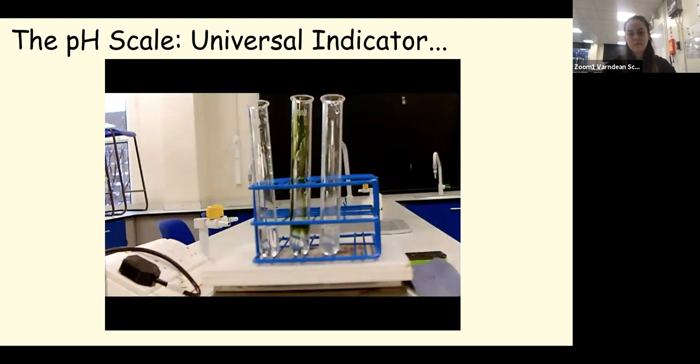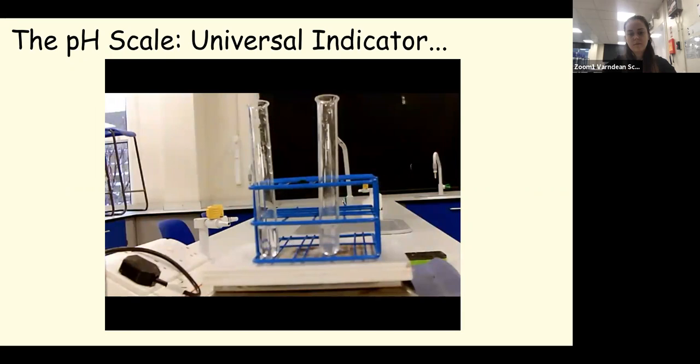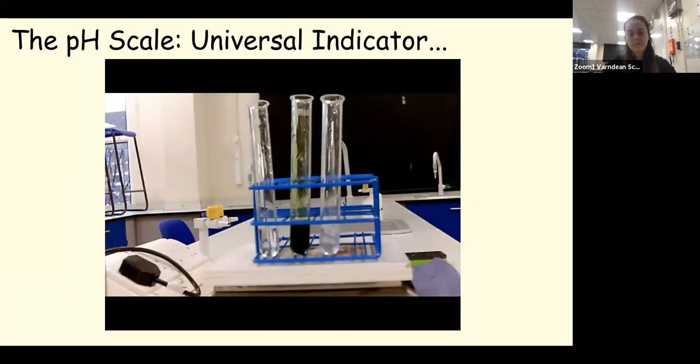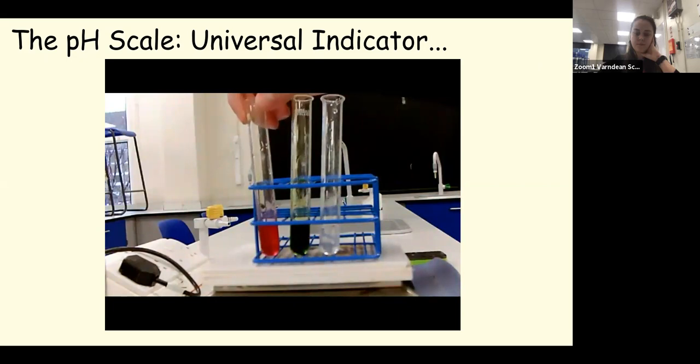So we should be able to see that that turns green. By turning green, this signifies that it is a pH of 7, which means that this substance is neutral. I'm going to do the same for my hydrochloric acid. And we can see that this time it turns red.